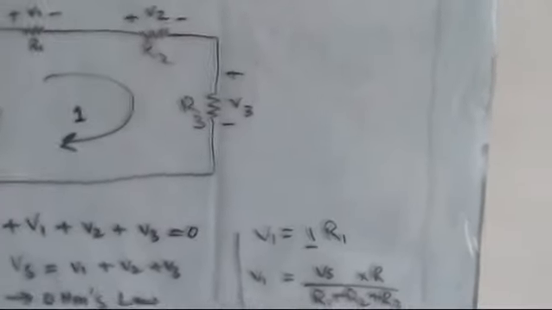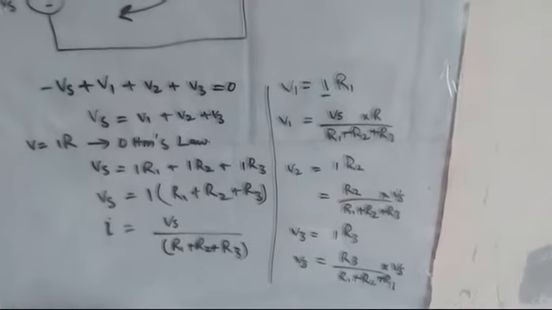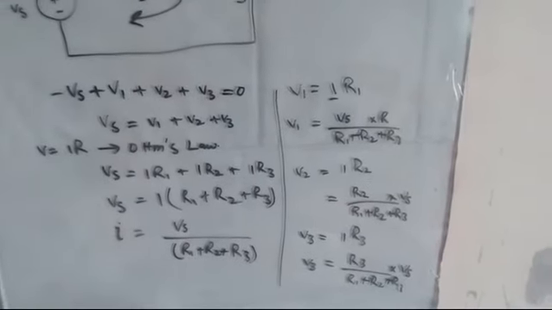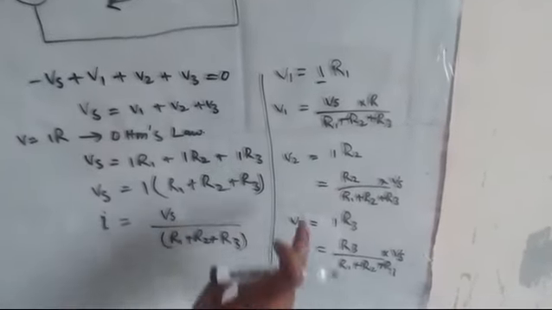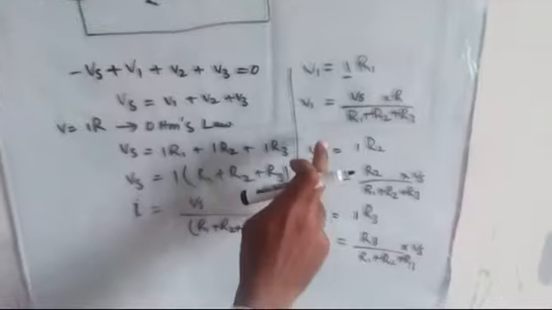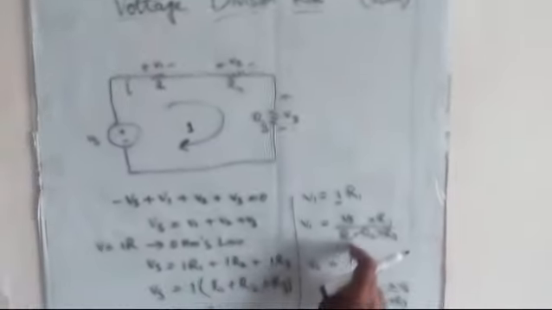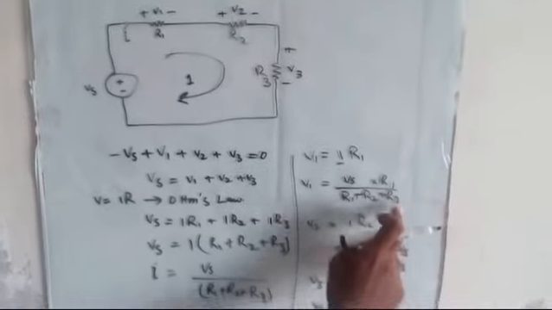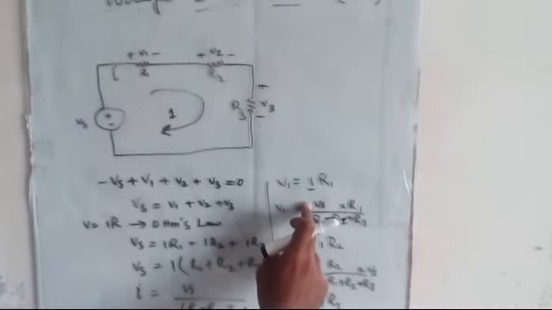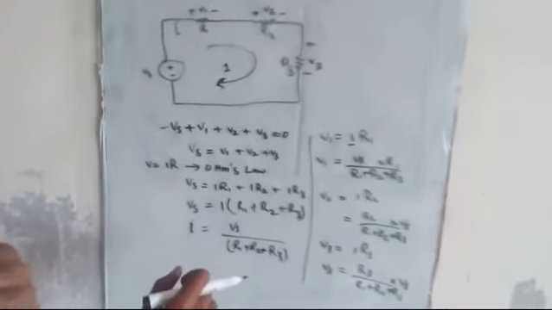From these results we can generalize the formula for voltage division rule. We can see the interesting relation between these. For example, when we want to find the voltage V1, the formula becomes this: R1 divided by total equivalent resistance multiplied by the total voltage across these series connected resistances.